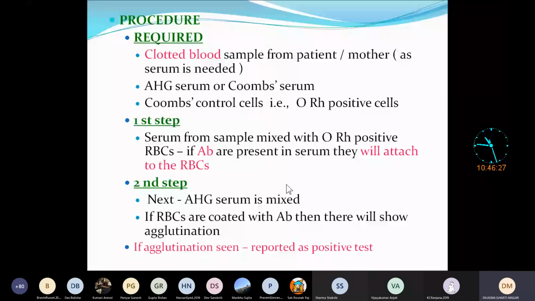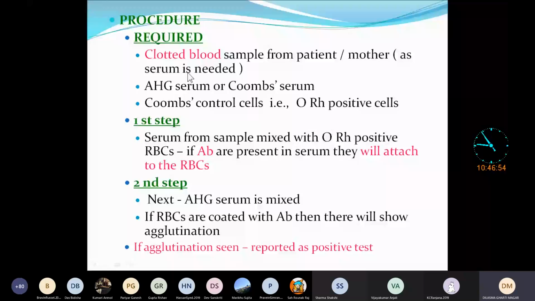Now in the procedure, we want to detect the antibodies in the plasma or in the serum, isn't it? That's why the clotted blood sample is taken, the clotted sample from the patient or the mother. Then we have the anti-human globulin or the Coombs sera. Here the blood is already clotted and RBCs are clumped. Now the serum has the antibody, and it has to attach on the surface of the RBC, isn't it?